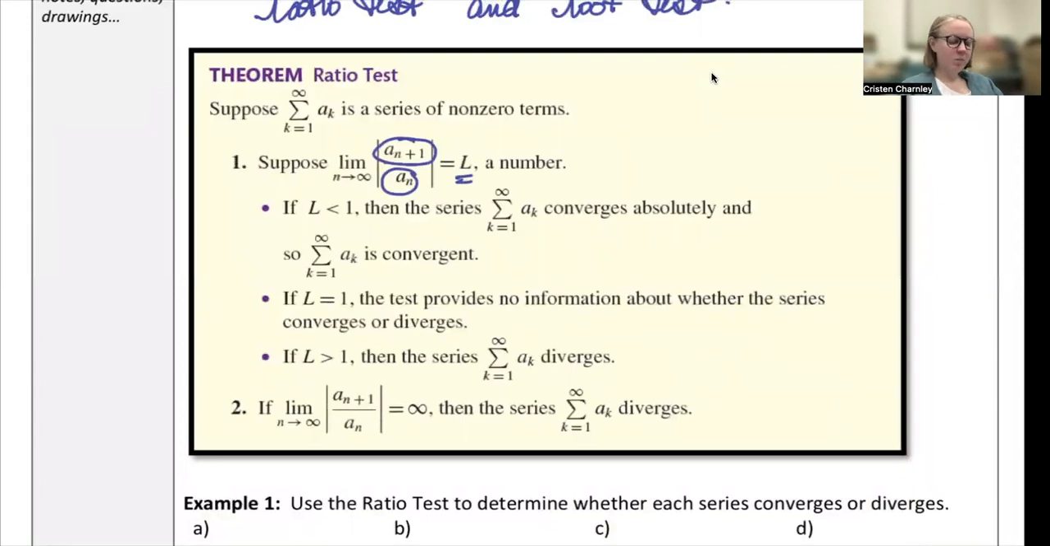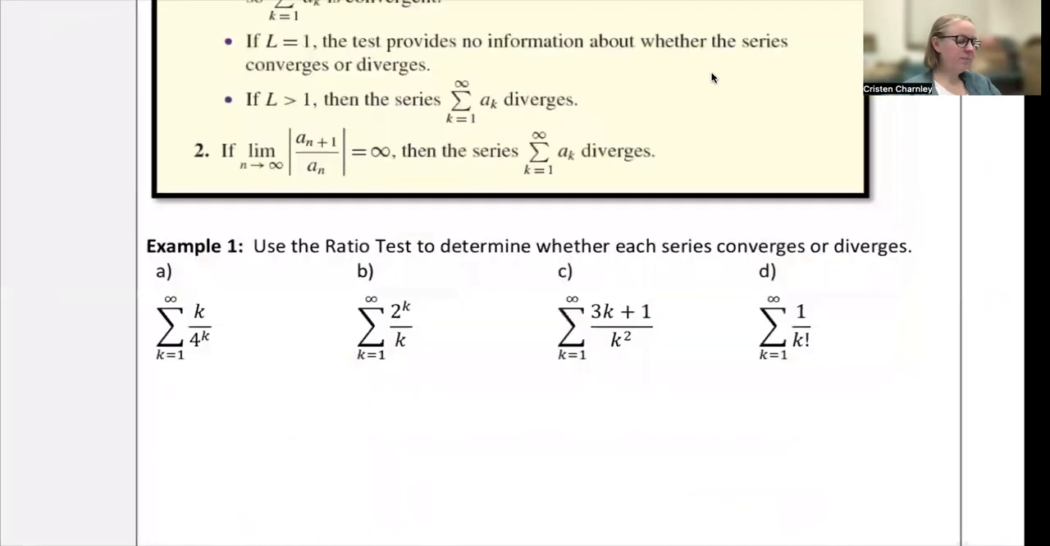If that L is less than 1, then we say that it's convergent. If it's equal to 1, we don't know, not enough information. And if L is greater than 1, we say that it diverges. If we get infinity for an answer, we also say that that diverges. That makes sense because infinity is larger than 1.